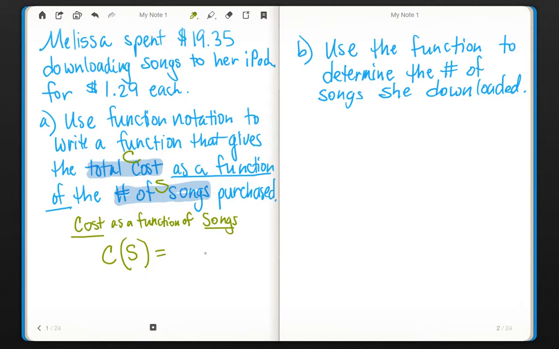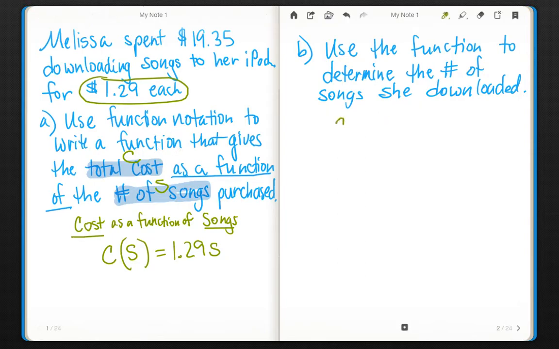So then what do we do to find out how much her cost is? What do we do to the input, the S? Well, it said that they cost $1.29 each. So what does that mean, each? Do we add, subtract, multiply, divide by $1.29? Well, every song has to be multiplied by $1.29, and make your S look like an S, not a 5 there. So there's your function. Cost as a function of the songs, the cost is equal to $1.29 times the number of songs. Okay, so then that's part A.